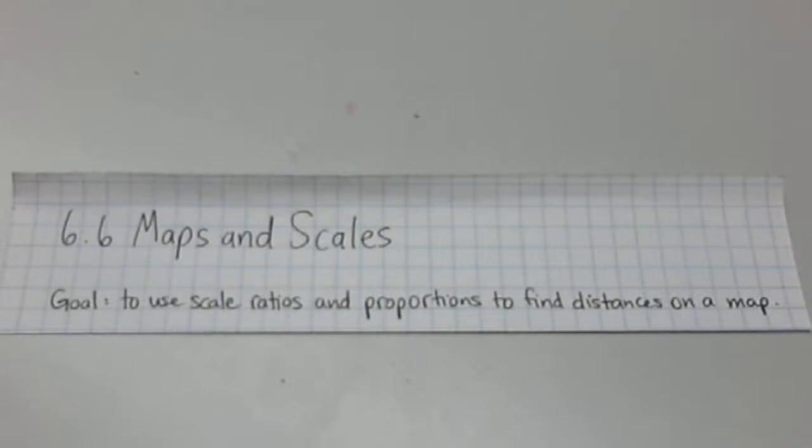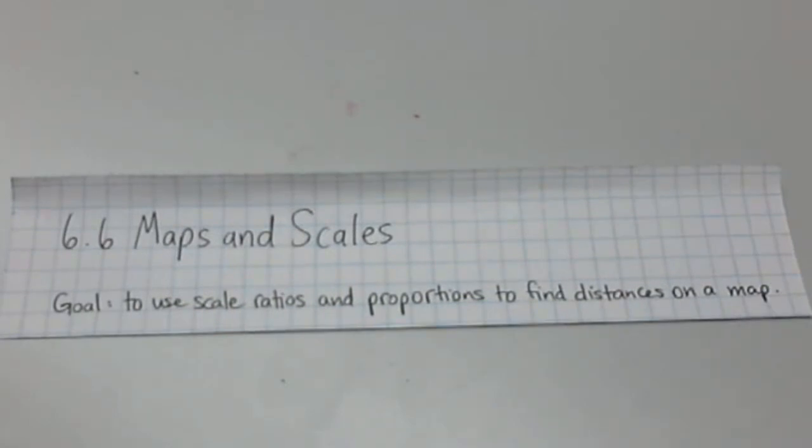Yesterday we looked at a topic called scale drawings, and today we're going to look at maps and scales. I wonder if last night you were wondering if I was going to look at maps at all. I very intentionally stayed away from maps because this lesson focuses more on maps and scales. And so our goal here is to be able to use scale ratios and proportions to find distances on a map.